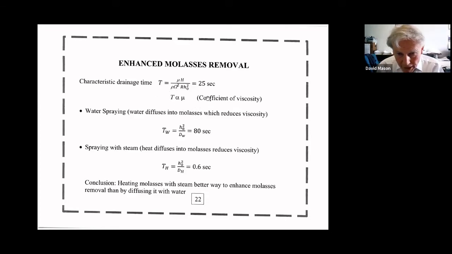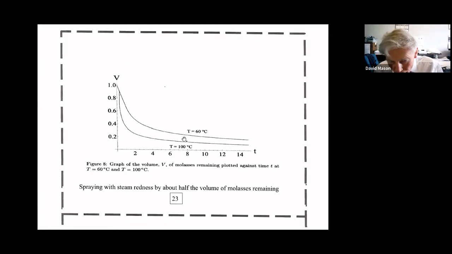The characteristic drainage time is 25 seconds. The Sugar Milling Research Institute said that this was a very useful result. If you spray with water, it's got a diffusion time of 80 seconds, so that's not very good. But if you spray with steam, you've got heat diffusion. Heat diffuses much quicker than water, and the characteristic time for heat diffusion is 0.6 seconds. And so our recommendation was to increase the amount of drainage sprayed with steam.